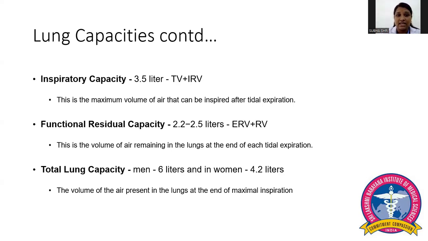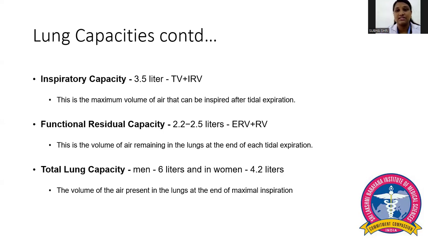Before, I said any capacity will be the addition of 2 or 3 lung volumes, right? So what is inspiratory capacity? Capacity is the amount that can be held, right? So how much air our lungs can hold during maximum inspiration. It is the addition of tidal volume plus inspiratory reserve volume. So it is the maximum volume of air that can be inspired after a tidal expiration.